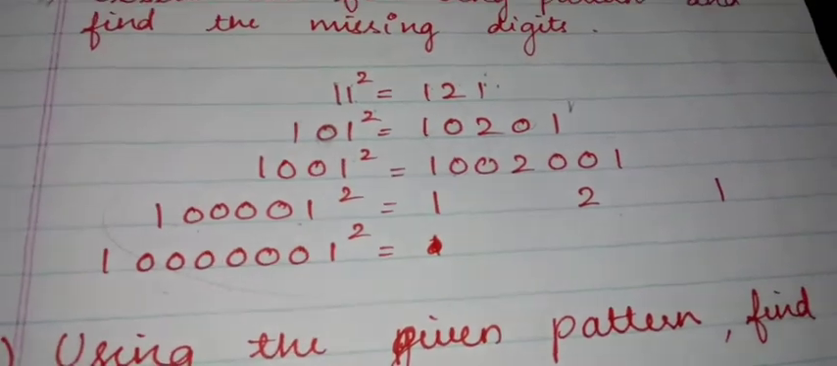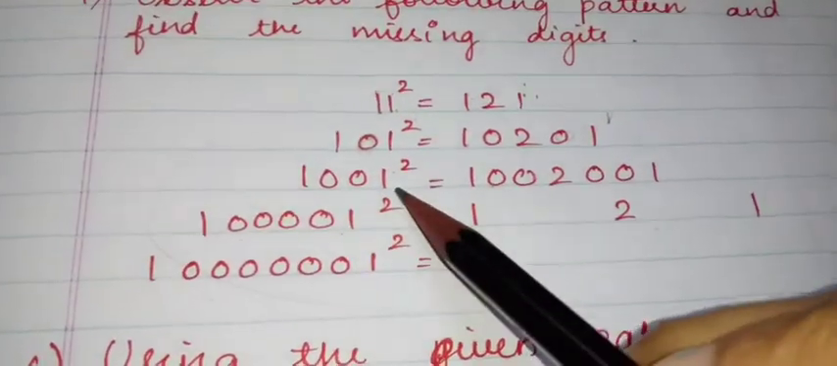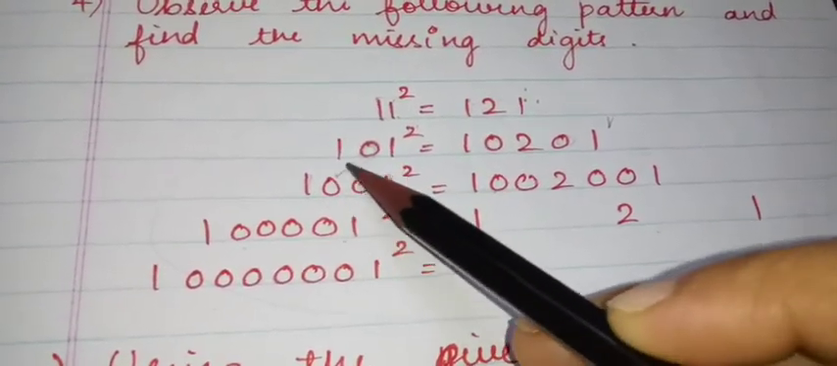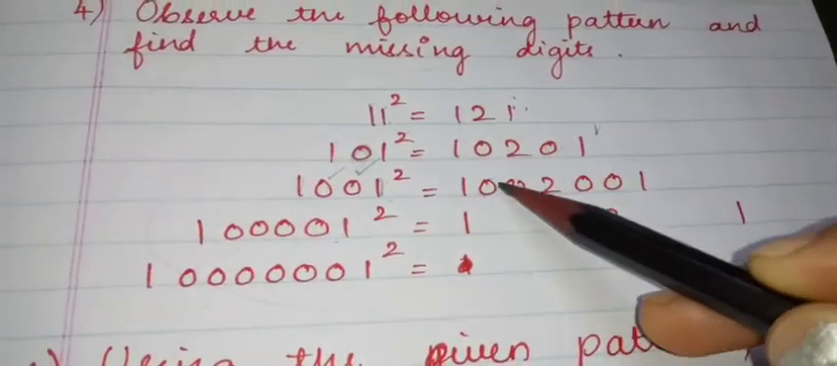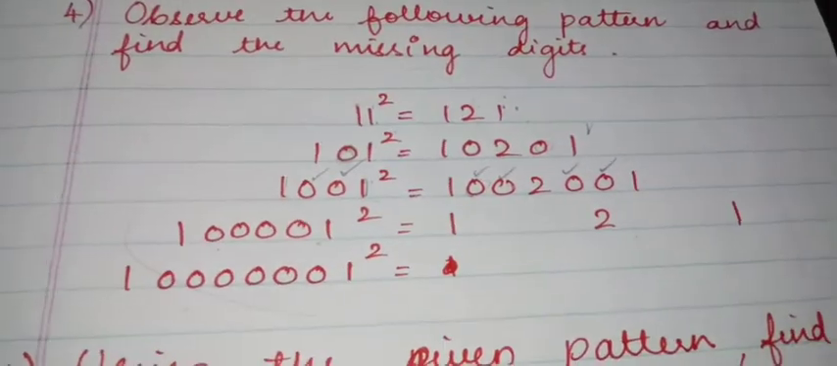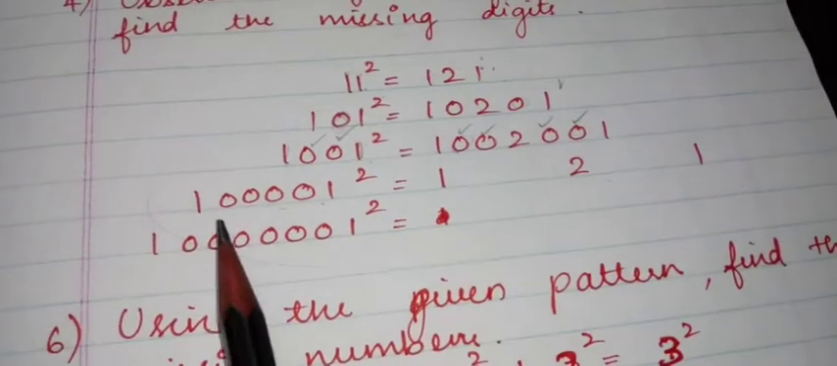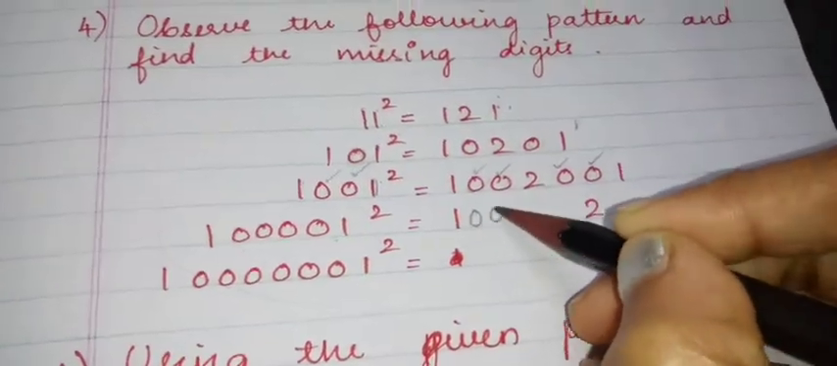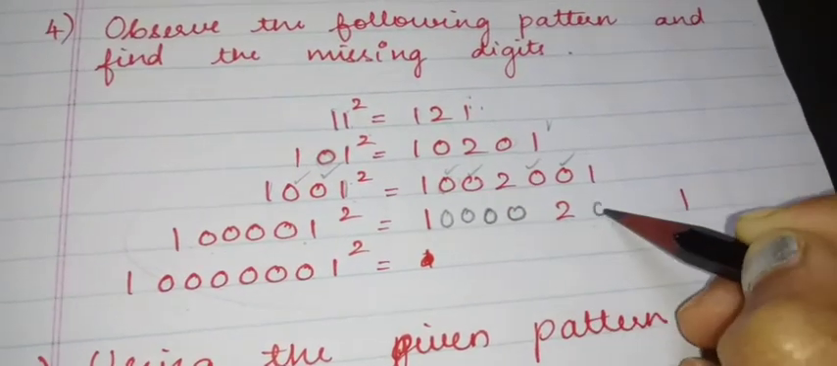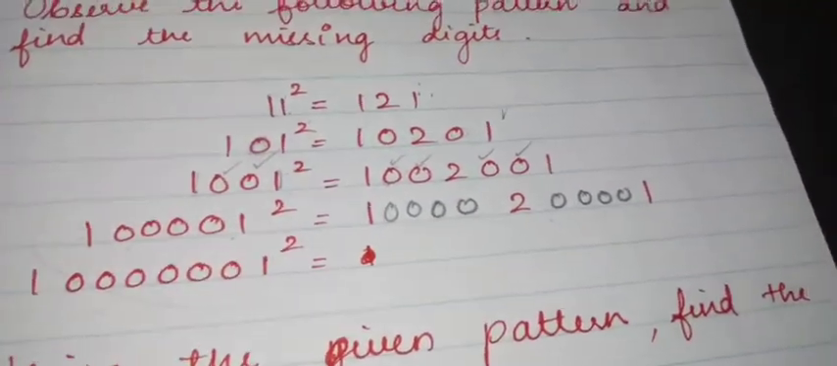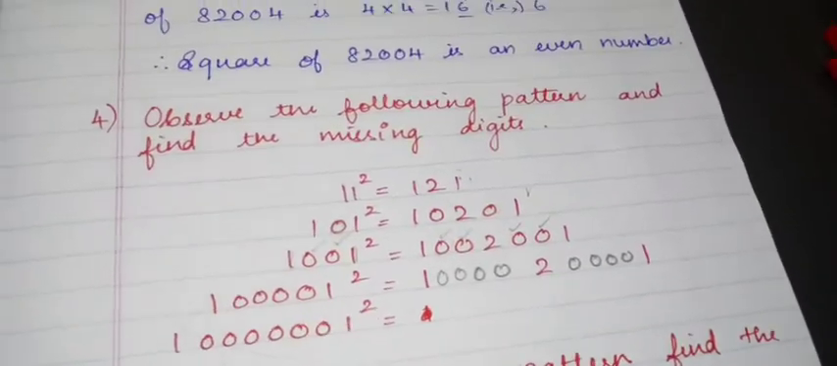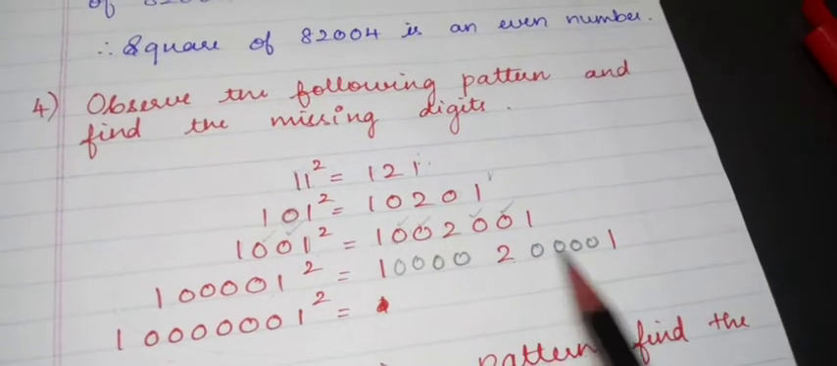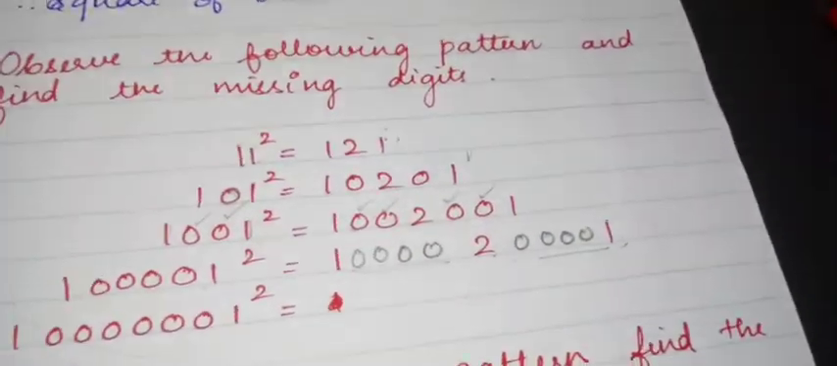Okay, listen. Then 1001, in between these two ones, 2 zeros are inserted. So in between 1 and 1, 2 zeros are inserted. Okay, now 4 zeros, so what will it be? 1 0 0 0 0 1, 1 2 3 4. You can write like this, because in between these two ones 4 zeros are inserted. So in between 1 and 1, 4 zeros should be inserted.